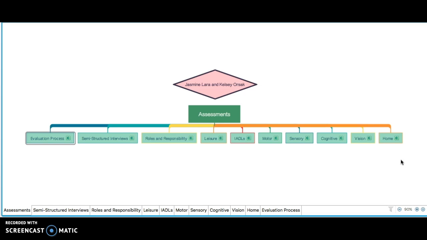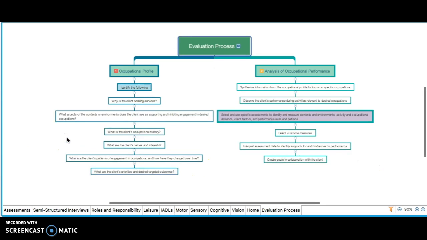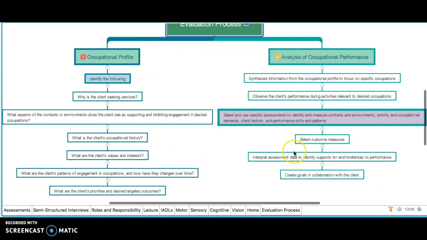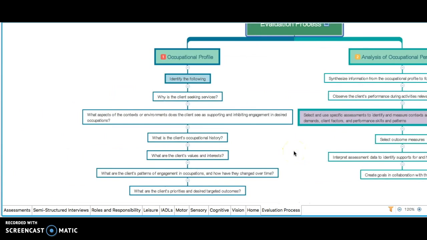Let's begin by reviewing the basic evaluation process as defined by the OTPF. There are two steps to this process: development of an occupational profile and analysis of occupational performance. When creating an occupational profile with a client, it is important to consider these questions.